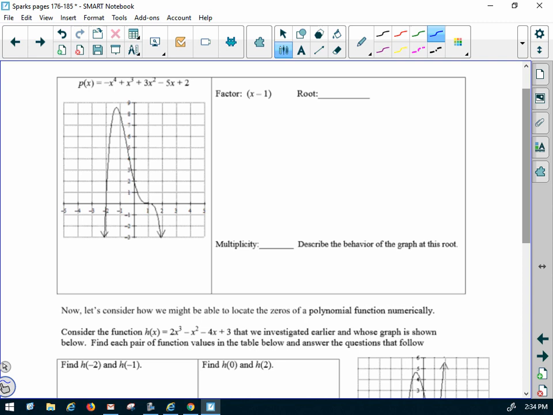How many roots is p of x going to have? 4. This is getting old. What root is associated with the factor of x minus 1? How many times is x equal 1 a factor? 3 times. Why?